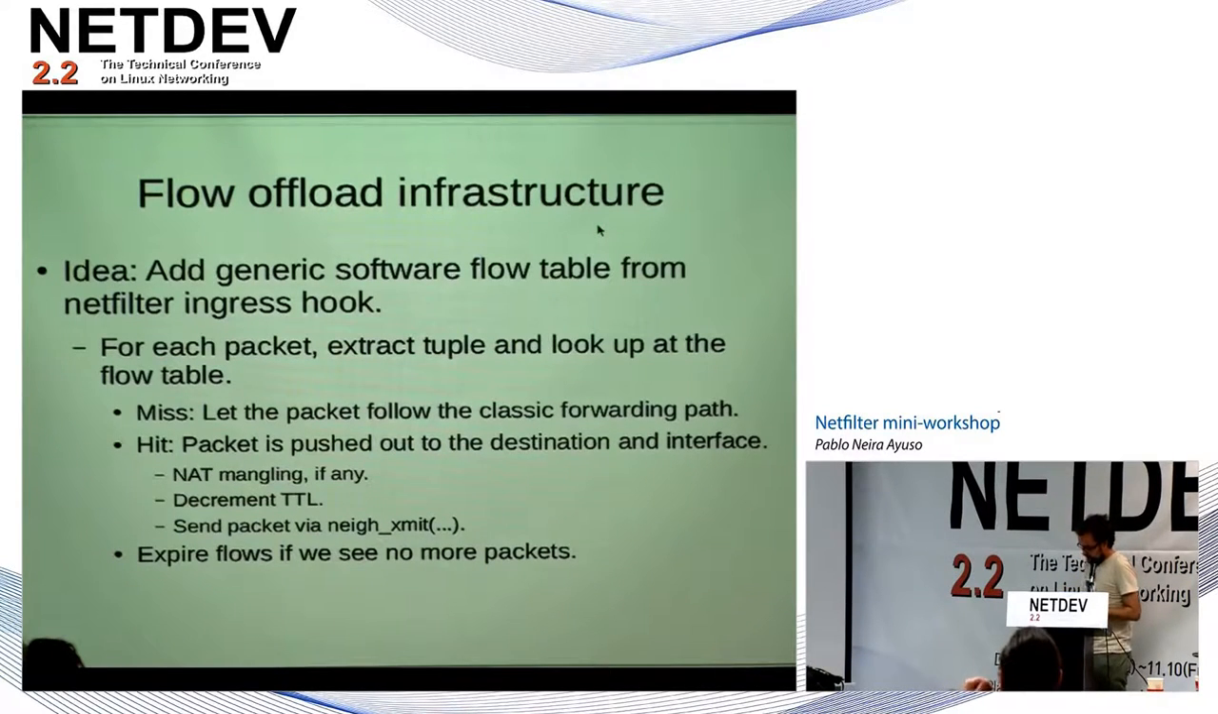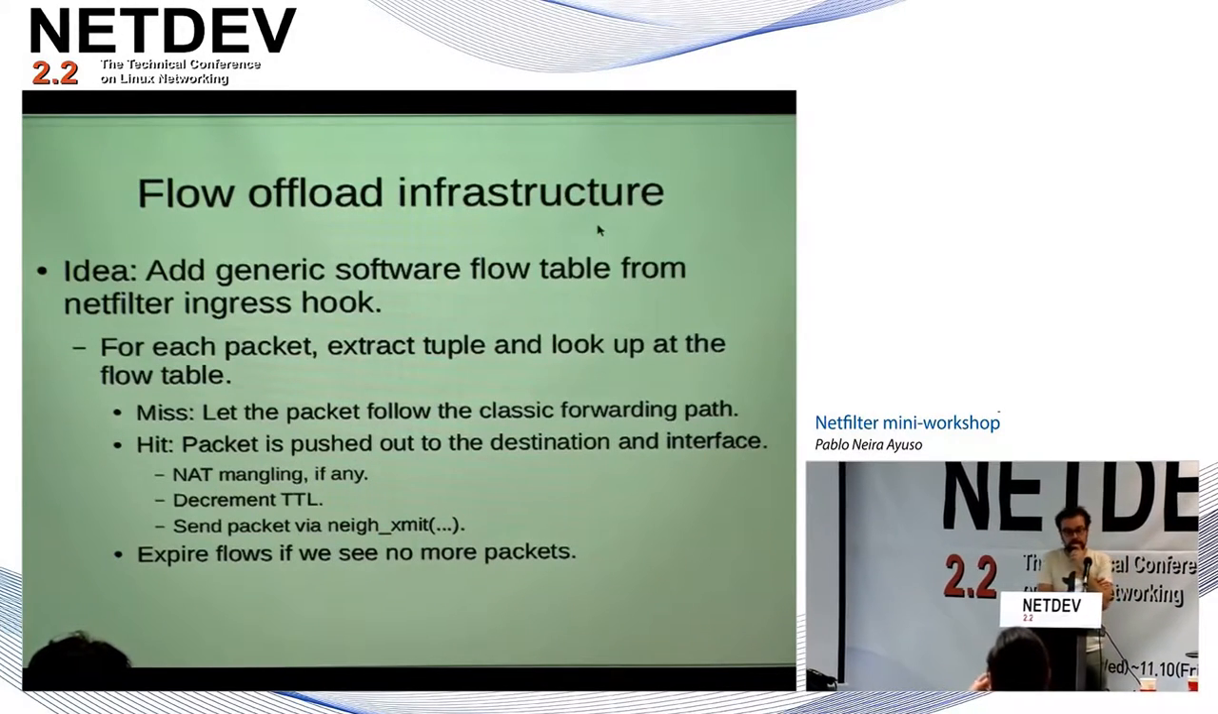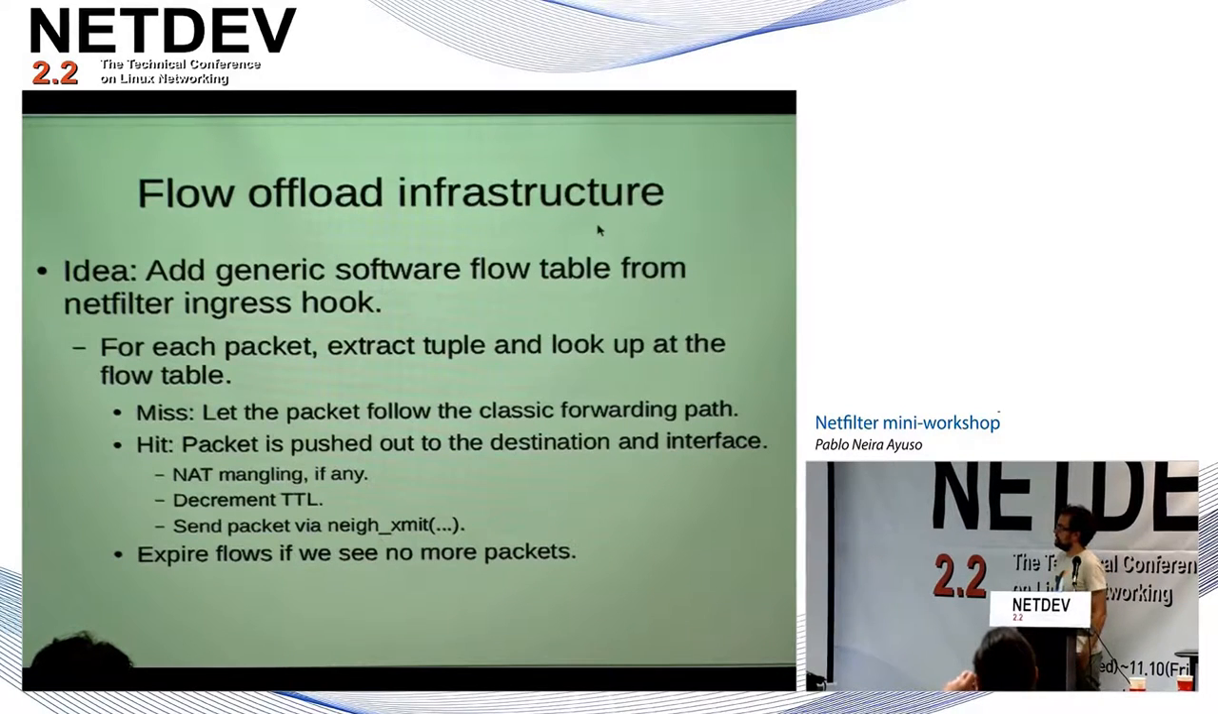So something else I wanted to talk about in this workshop is the flow offload infrastructure. There is a patch set that I sent last week. Basically, the idea is to add a generic software flow table representation. This flow table representation is going to hook in the Netfilter hook ingress. And the idea is that for each packet that hits the software flow table, we are going to check if there is an entry. If there is an entry, then we know what is the port where we should just forward the packet. Otherwise, we just follow the classic forwarding path.